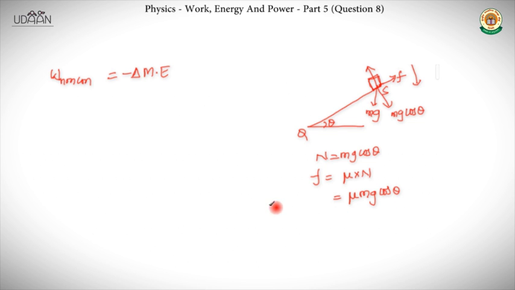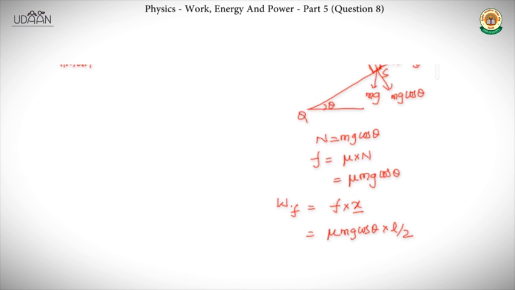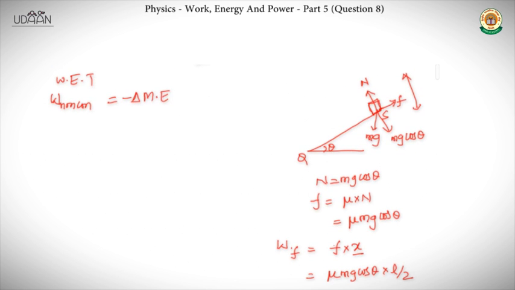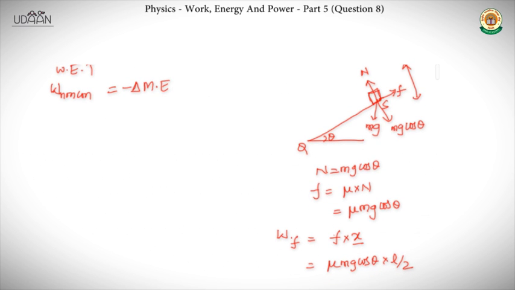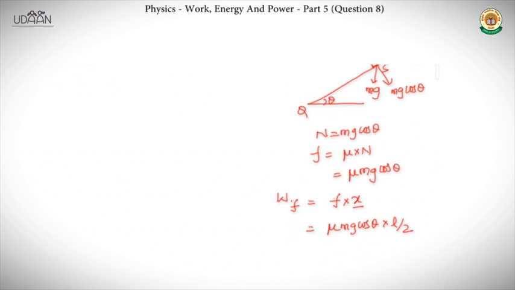So now we consider the work done by the non-conservative force, that is the frictional force, which is equal to force into x, where x is the distance traversed by the body. We know F is equal to mu mg cos theta and x is equal to L by 2. Will there be a minus sign in this work? No, actually the work done by the frictional force in this case we are just equating directly, because it is an inclined plane.